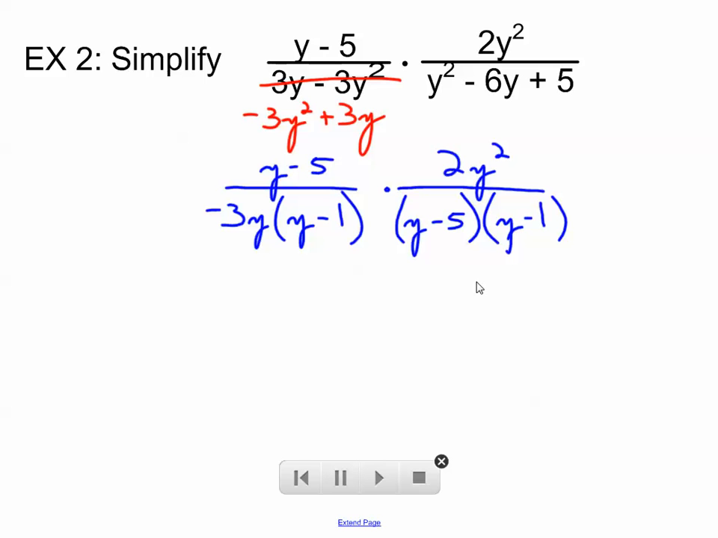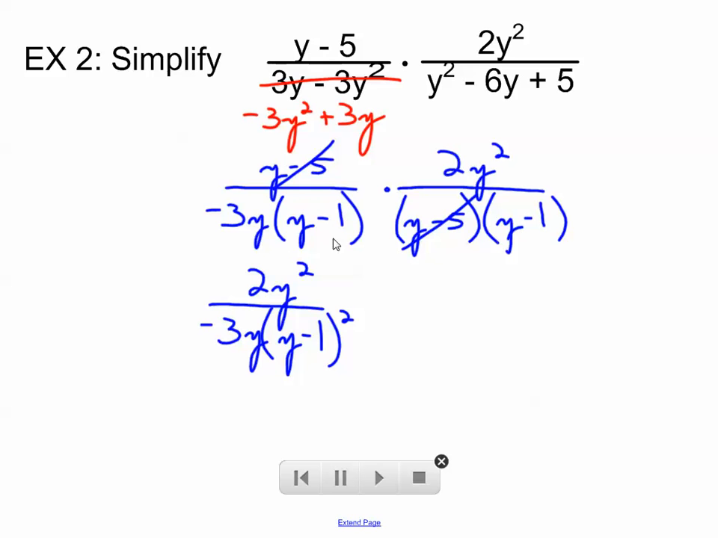Okay, so do I have anything that I can cancel out? Well, I see a couple things. First of all, y minus 5 over y minus 5. That would cancel out. So when we multiplied, we'd have 2y squared on top. On the bottom, we'd have the negative 3y. And we'd have y minus 1 times y minus 1, which is y minus 1 squared. Now, we're not done yet.